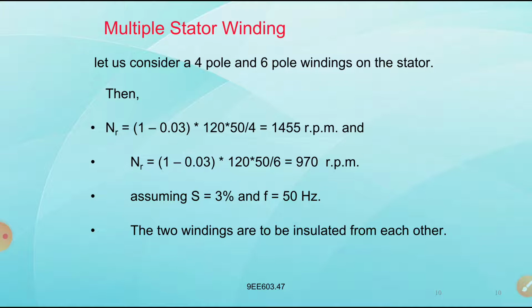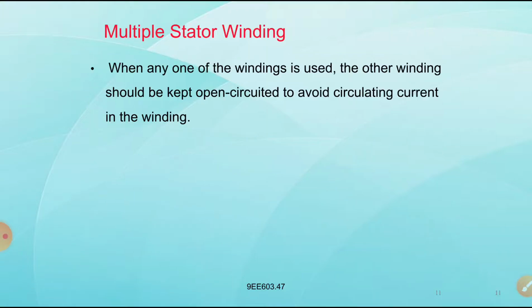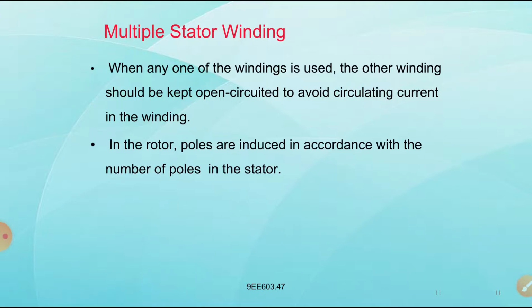The two windings are to be insulated from each other and kept open circuited. When any one of the windings is used, the other winding should be kept open circuited to avoid circulating current in the winding. If it is closed, it also produces its own magnetic flux, which is an interference to the winding.